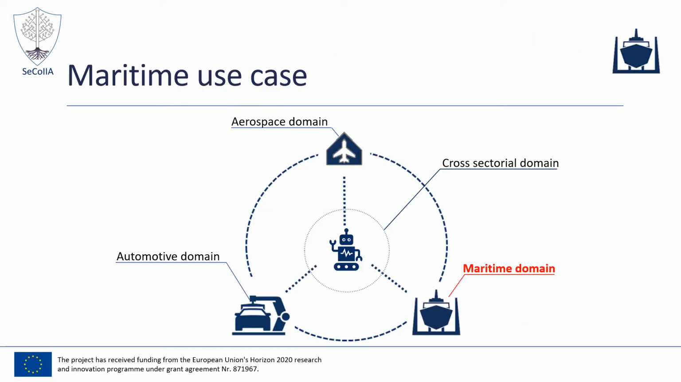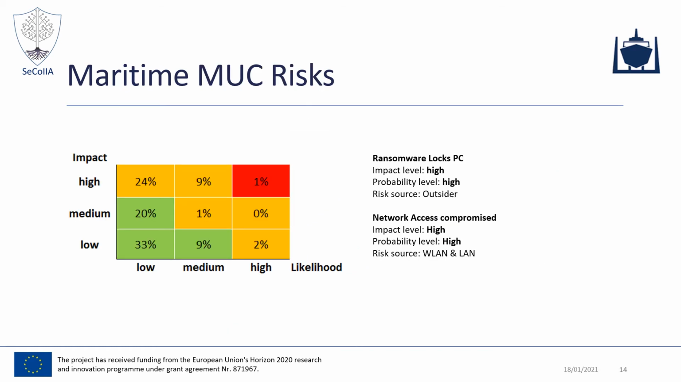Now we go into the maritime use case. So in this case, we have only 1% of the risks that are high impact and high likelihood, but there's a bunch of them also in the middle level of the risk assessment. We have 2 examples here: ransomware locks the PC, and network access compromise, both with high impact and high probability. One being performed by an outsider, and the other one being performed by the network itself.